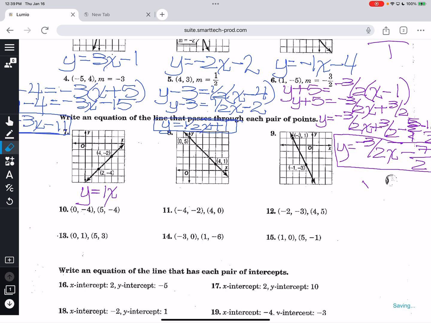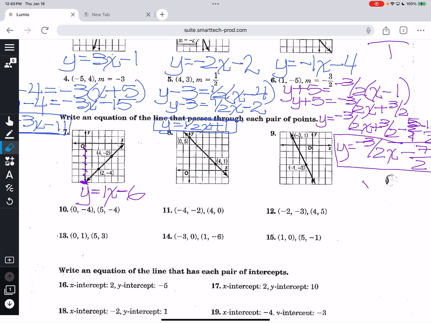Where do you think it crosses the y-axis? Negative 6. Start at 0, 0. 1, 2, 3, 4, 5, 6. It crosses right there. Now we have to finish out the whole equation first.